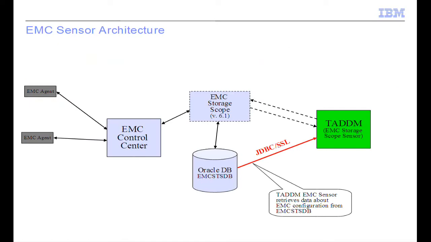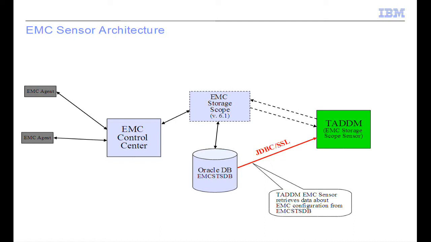On this slide, you can see the EMC sensor architecture. The flow of the discovery is the following. TADDM finds that on a Windows machine, the EMC storage scope service is running. Next, it finds the configuration file from the service arguments that keeps the URL to the EMC database. The EMC sensor establishes a JDBC connection to that database.